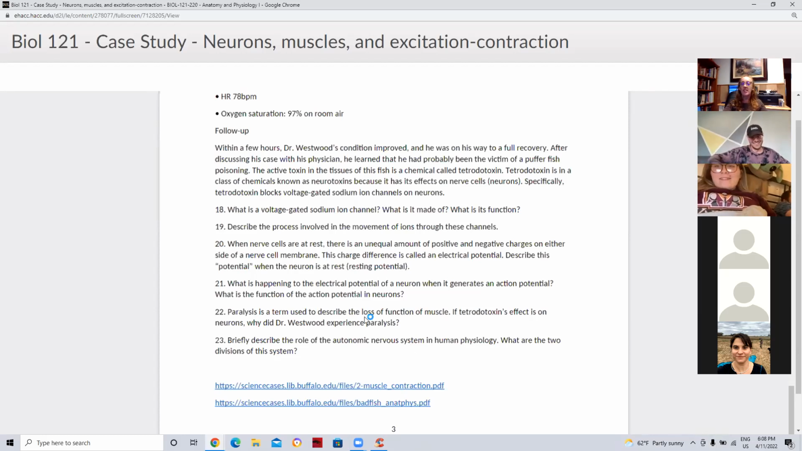So depolarization and repolarization. This charge difference will describe this potential when the neuron is at rest. What is it when it's at rest? It's about -70 millivolts, right? Read through it, and let me know over the next couple of weeks in lecture or lab if you have questions about it.